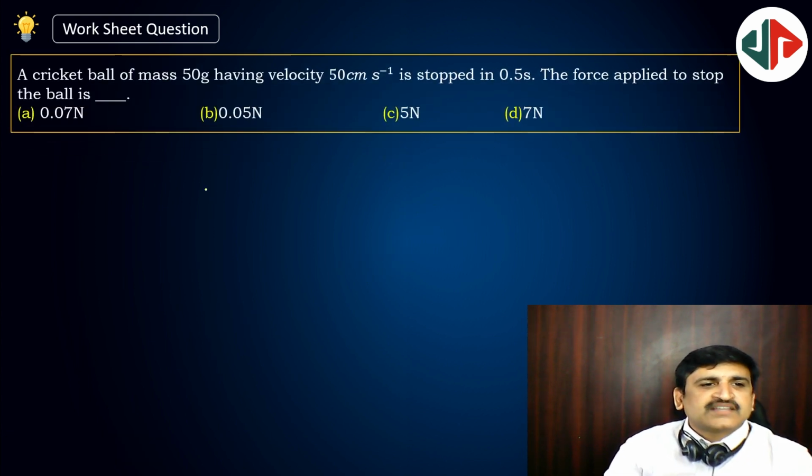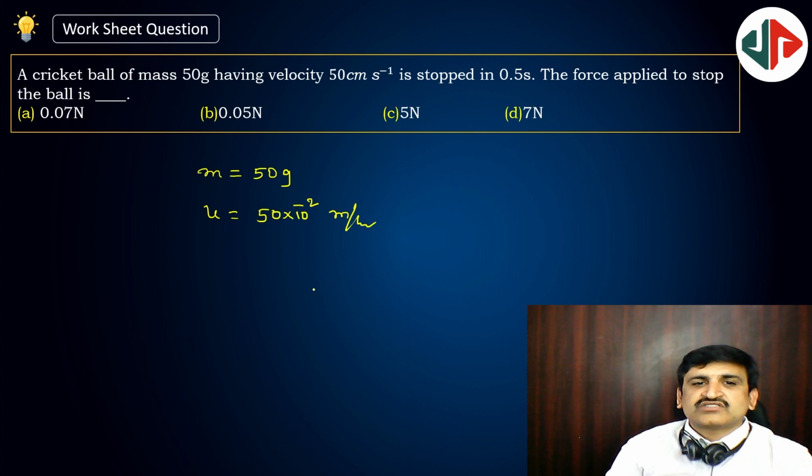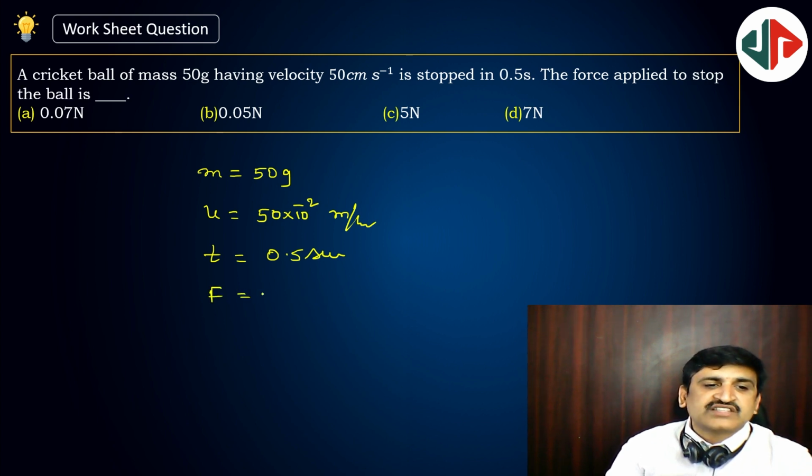A cricket ball of mass m equal to 50 gram, having velocity u equal to 50 centimeter per second, is stopped in 0.5 seconds. Be careful with units. The time interval is 0.5 seconds. The force applied to stop the ball is F equal to how much?